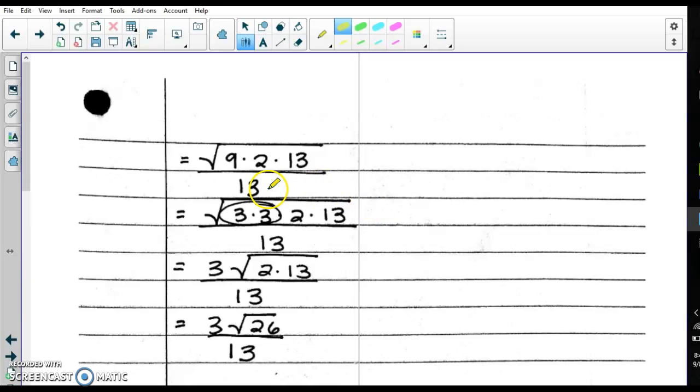Okay, I ended up having a pair of 13s on the bottom, so I have a root of 13 here. I broke down 18 to 9 times 2. Break it down again, 3 times 3 times 2 times 13. I have a pair of 3's, so they're going to come out. 2 and 13 are prime numbers. I can't factor them anymore, so they're going to stay underneath. And I end up with 3 square root of 26 over 13.